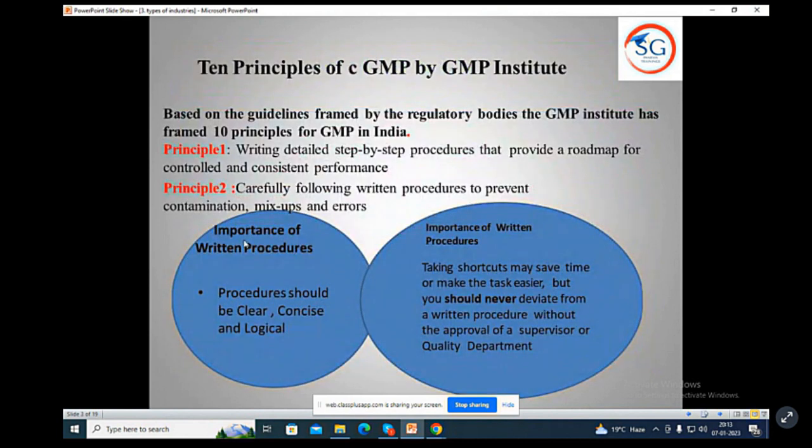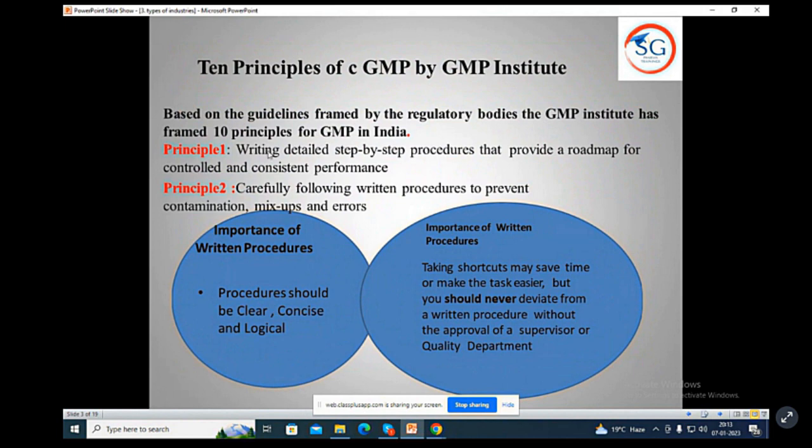So based on the guidelines framed by the various regulatory bodies like USFDA, TGA, MHRA, CDSCO, and other country regulatory bodies, there is an institute called the GMP Institute. It ensures that all the companies follow the good manufacturing practices. It has taken all the guidelines into consideration, and there are 10 principles framed by the cGMP Institute. So we will discuss each principle one by one.